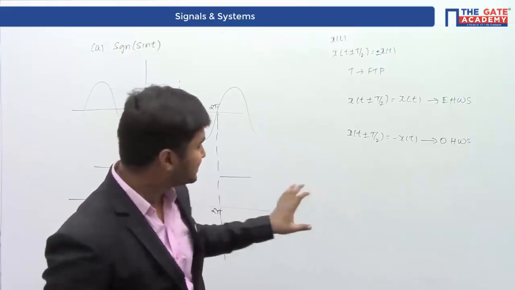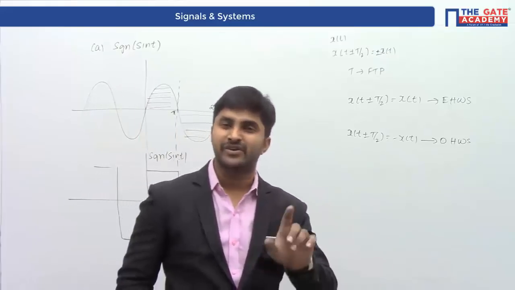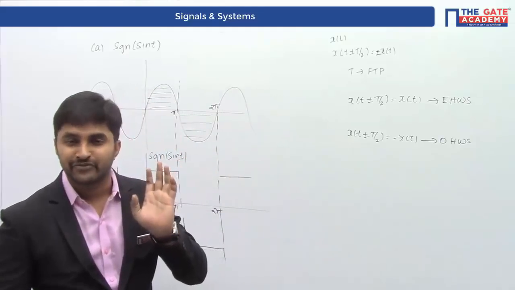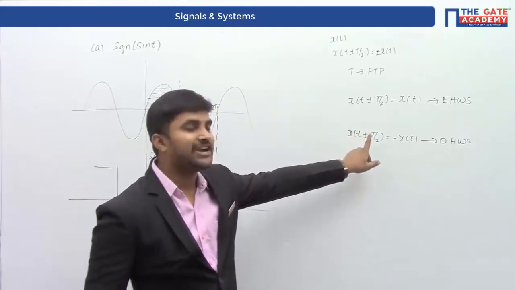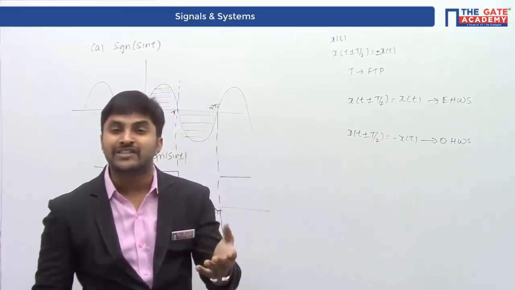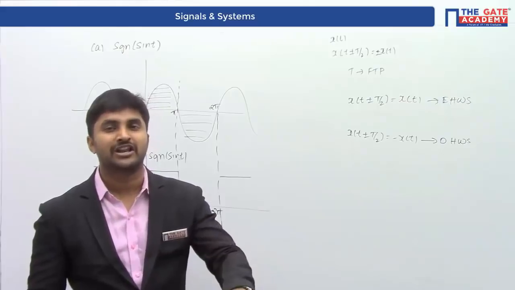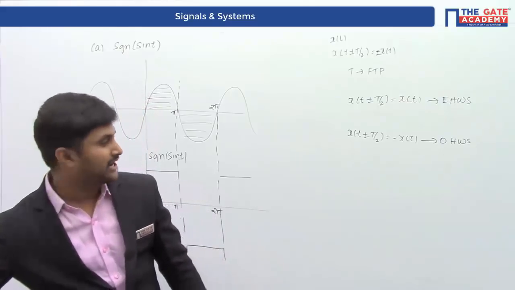So let us see which one this signal is going to satisfy, whether it is going to satisfy even half wave symmetry or odd half wave symmetry. You can do either advancing or delay, but we have to do it by half its time period. Let us do that.